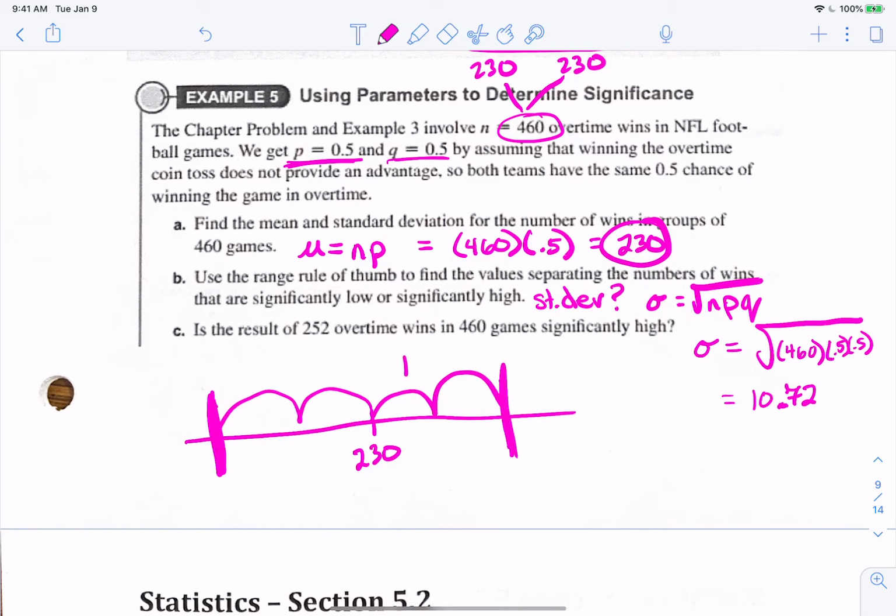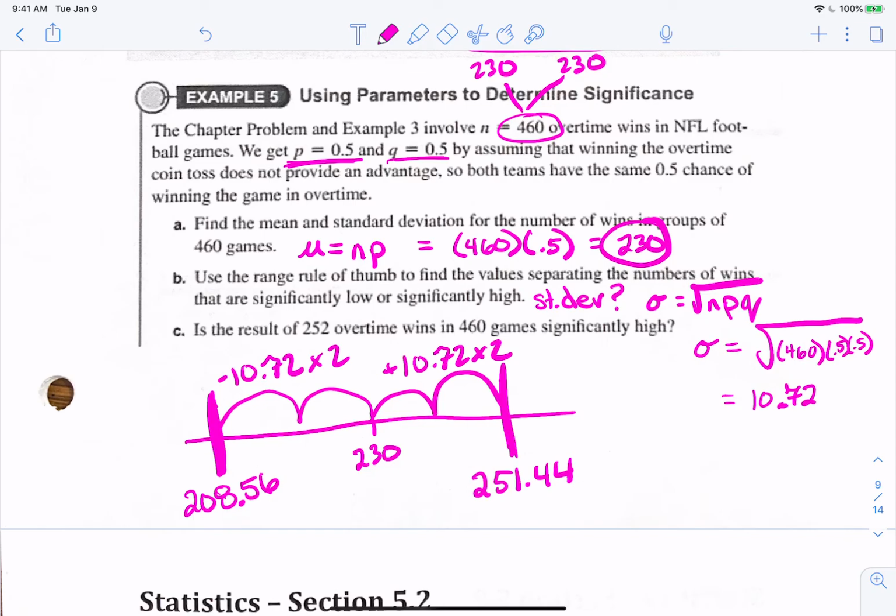So I'm adding 10.72 twice, and subtracting 10.72 twice. That gives 251.44, and if I subtract it, 208.56. So if I had less than 208 teams winning, that would be a significantly low number and something is happening. If I have higher than 251 winning, then something is happening as well.